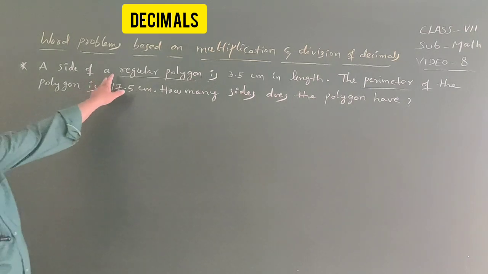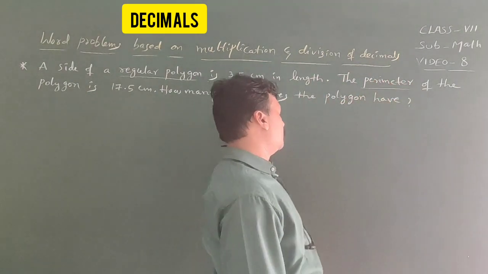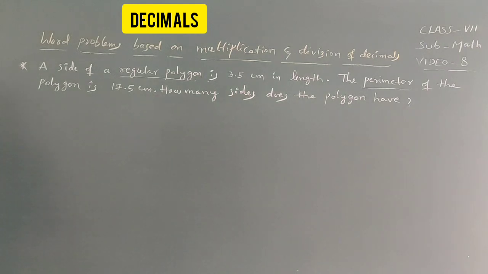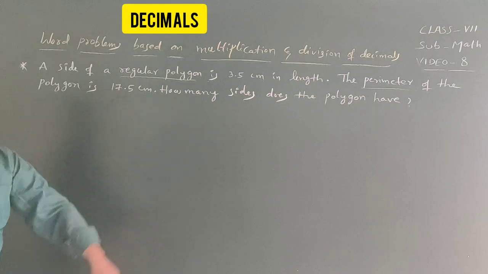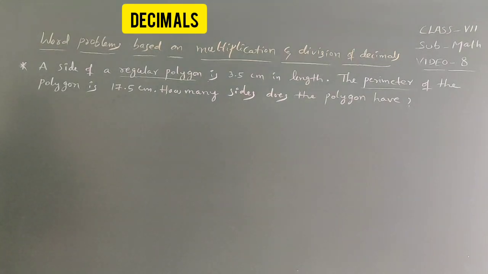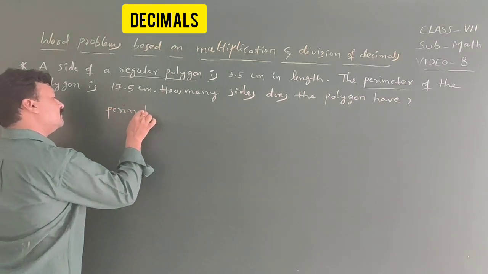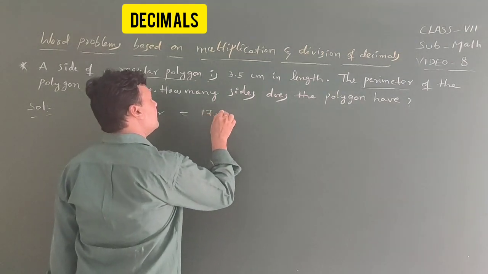So the side of a regular polygon is 3.5 centimeters, they gave. Perimeter also they gave. So here they gave the sum of all sides. We require the number of sides. That's why our process is division. Here perimeter equals 17.5 centimeters.